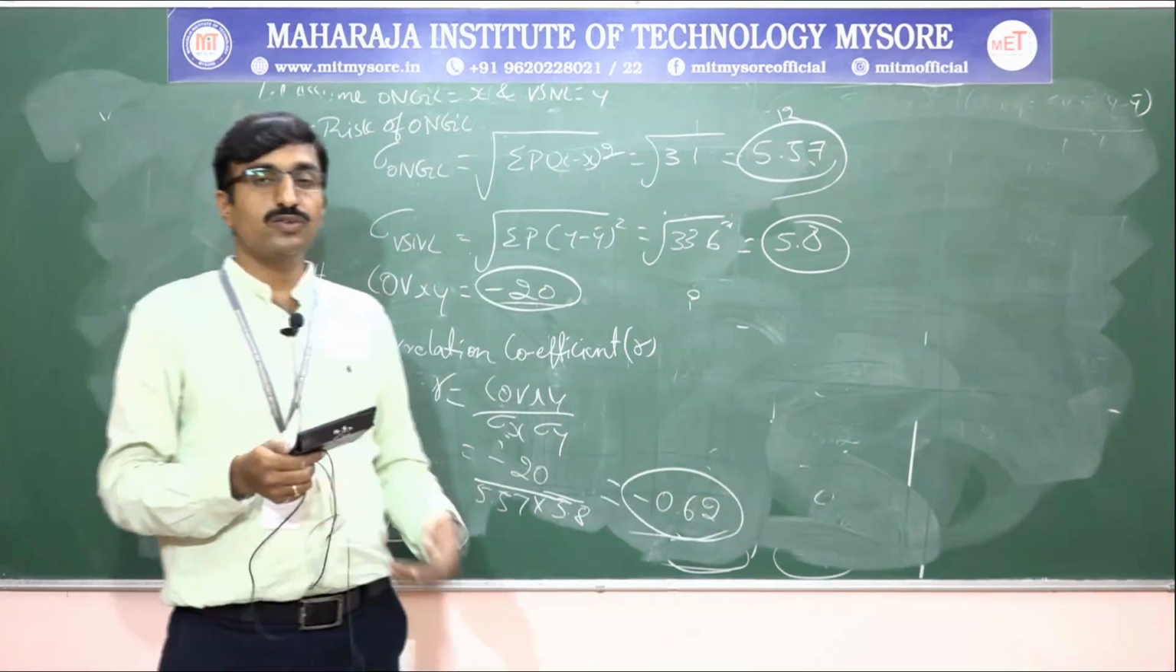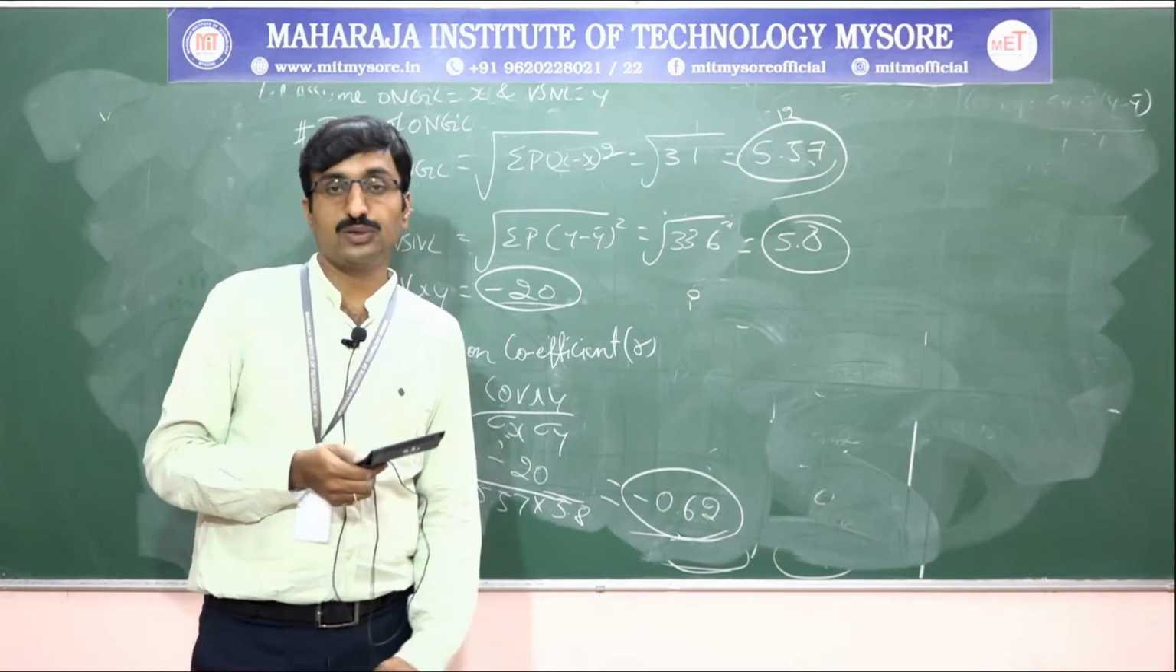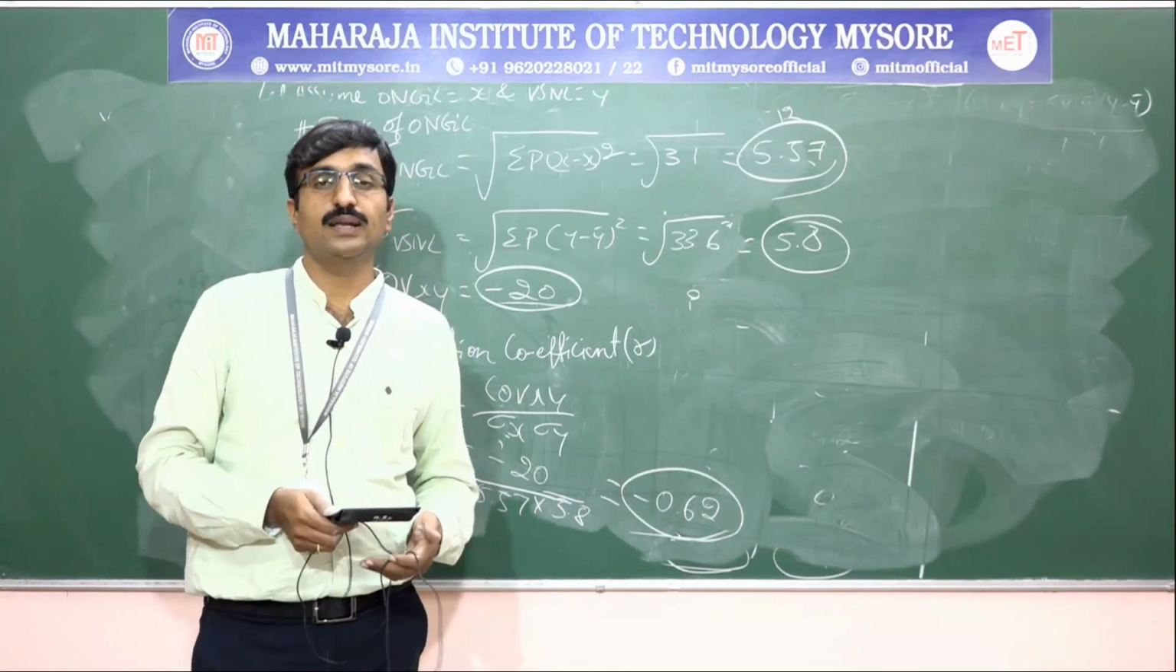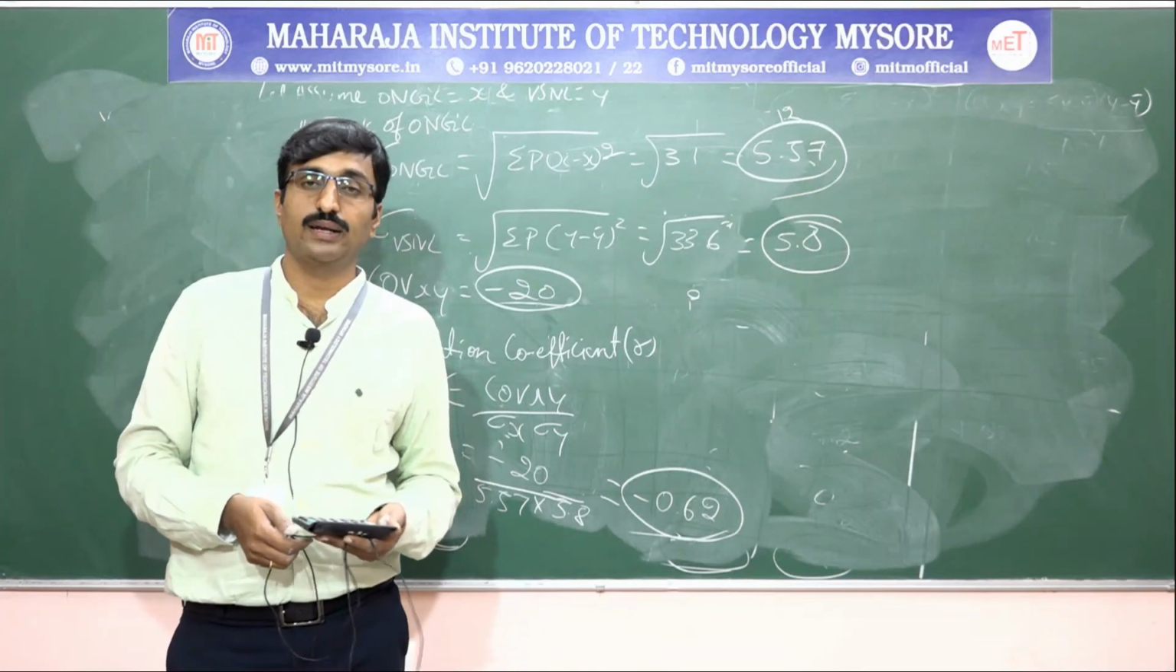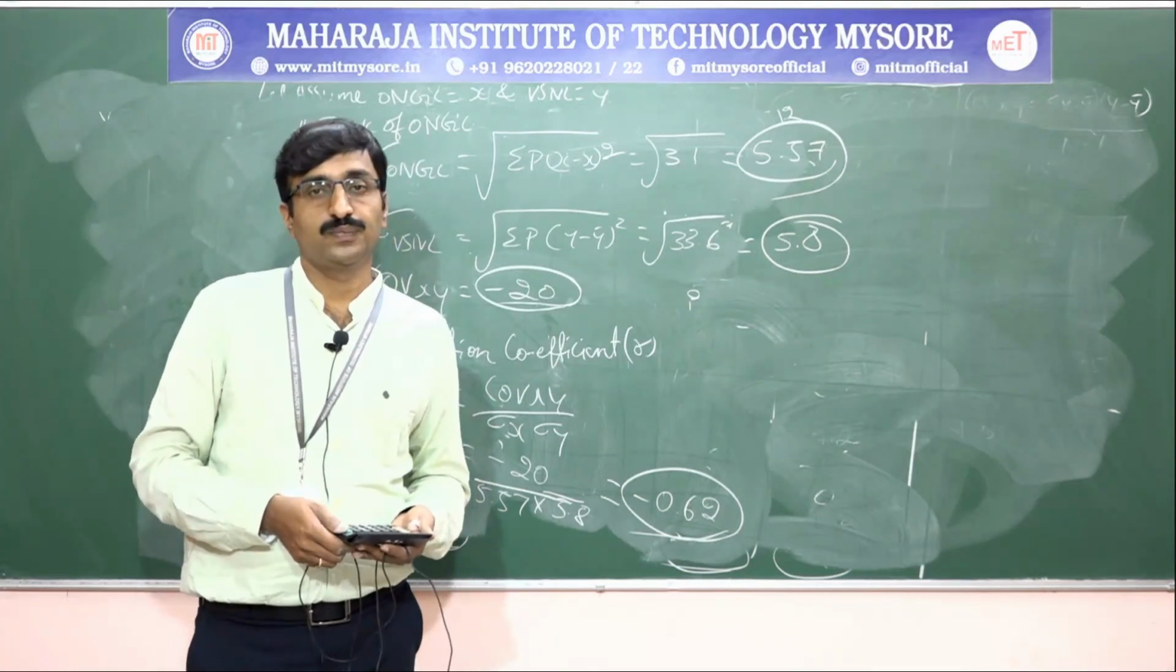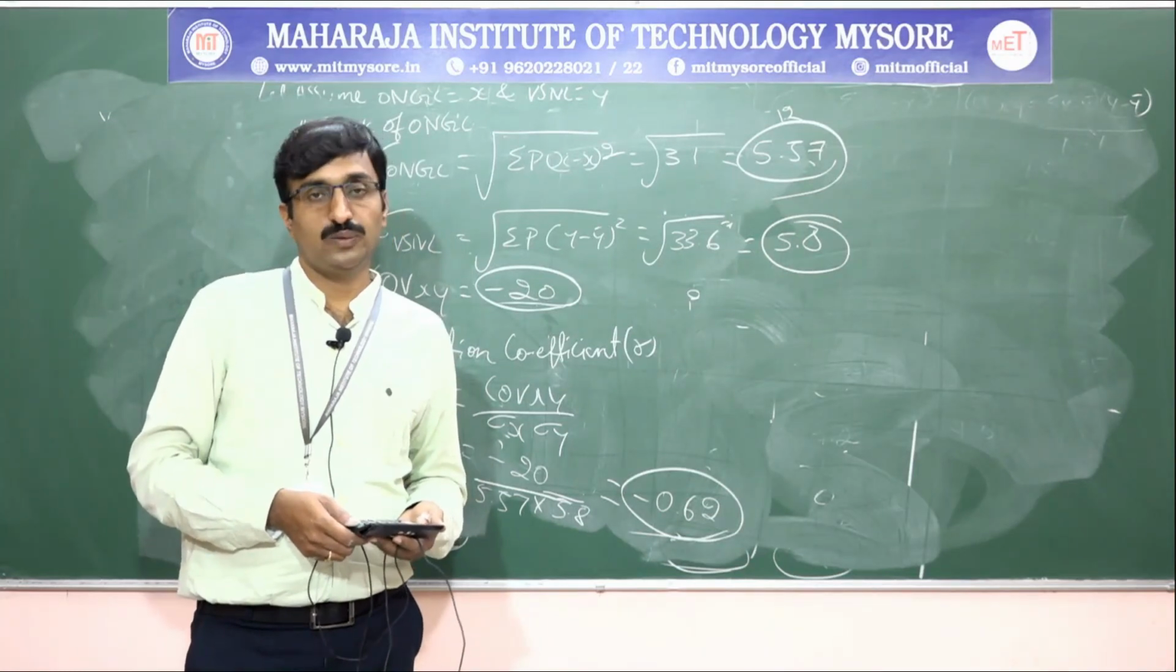Okay, so correlation coefficient is negative, negatively correlated. One security's return is negatively correlated with another return. This is how we have to calculate.